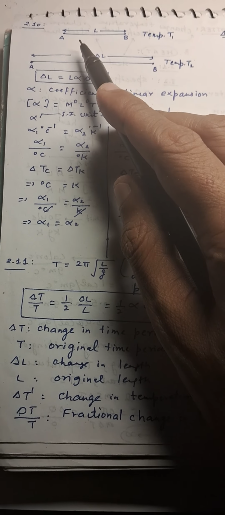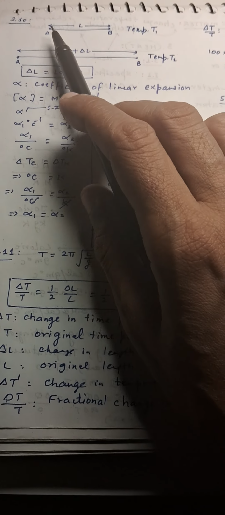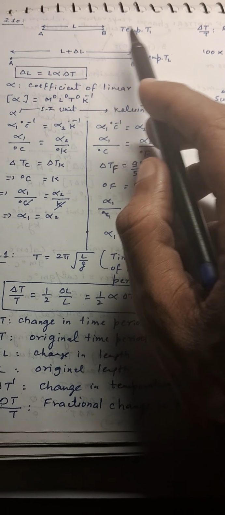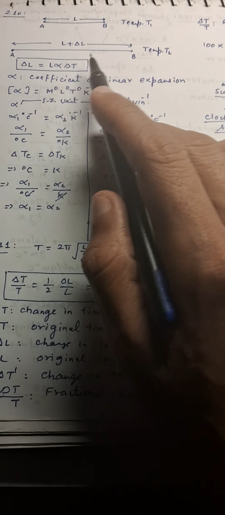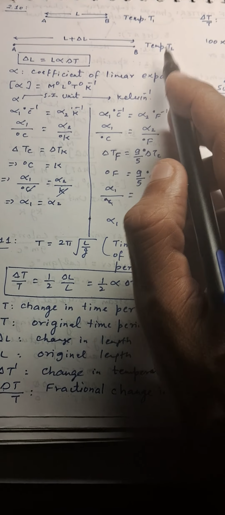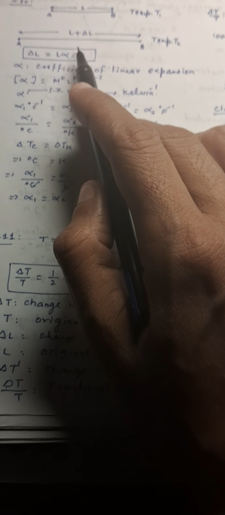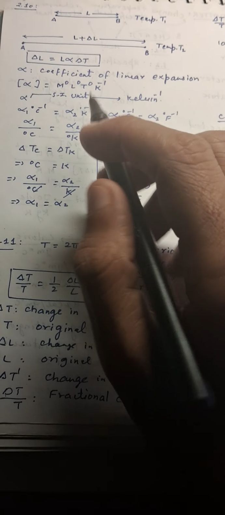So the topic here is linear expansion. Suppose there is a rod having length L at temperature T1. Length becomes L plus delta L at temperature T2. Experimentally it is found that the change in length is equal to L alpha delta T. This is an empirical formula which is retrieved through a series of experiments on a lot of substances. So this is experimentally verified.